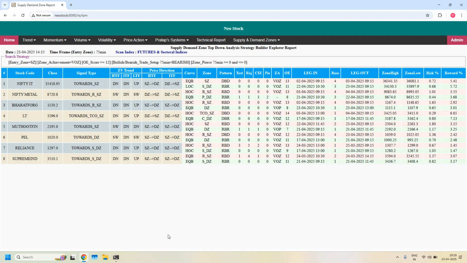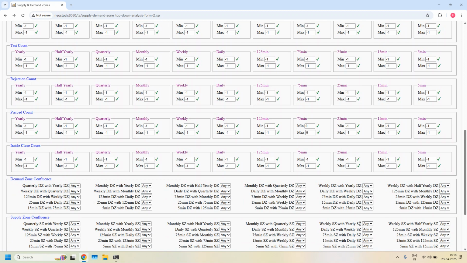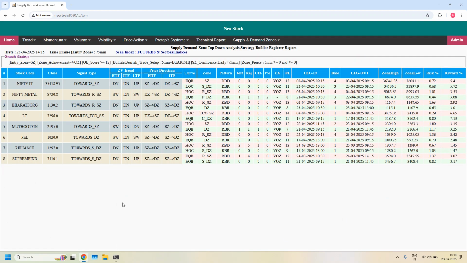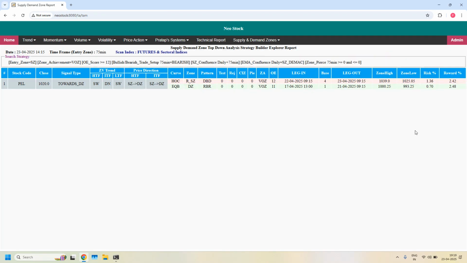So let's verify the high probability zones based on zone confluence. First, LTF and ITF supply zone confluence. That is 75 minutes and daily supply zone confluence. It is enabled with this filter. We got all 8 stocks. Now we will filter based on daily supply zone having daily EMA confluence. Only one stock is filtered. This 75 minute supply zone might be having more high probability to get success.